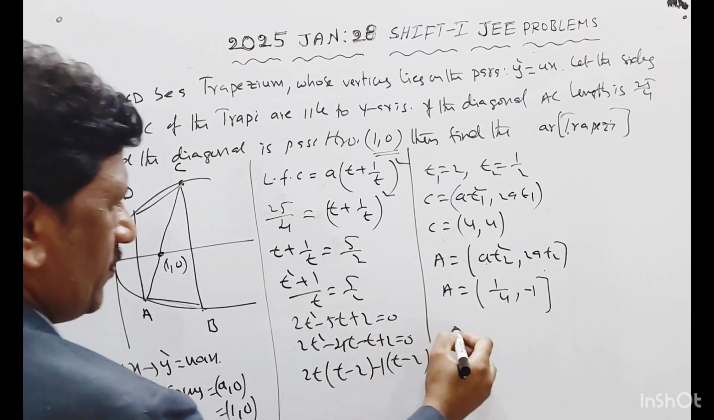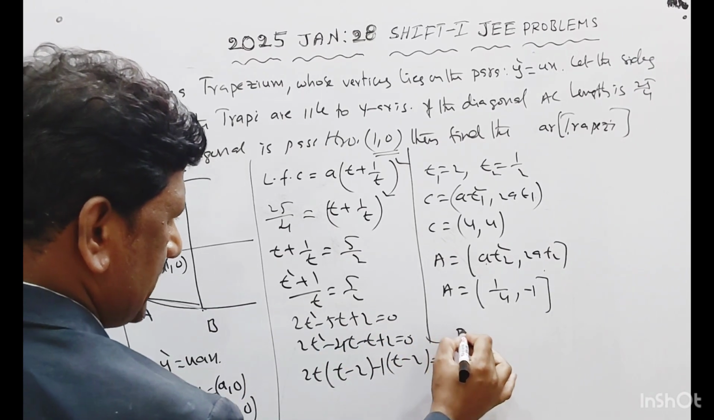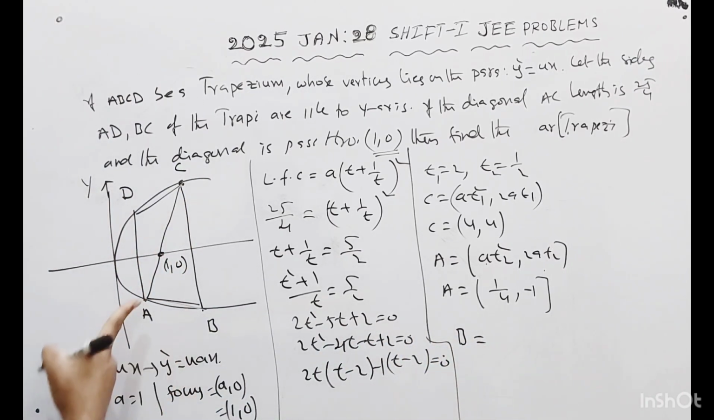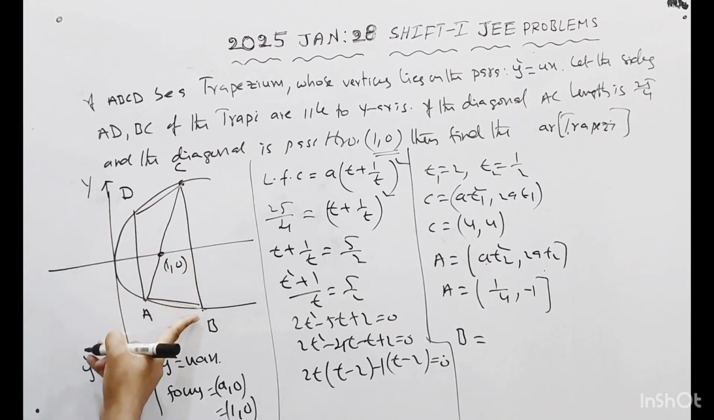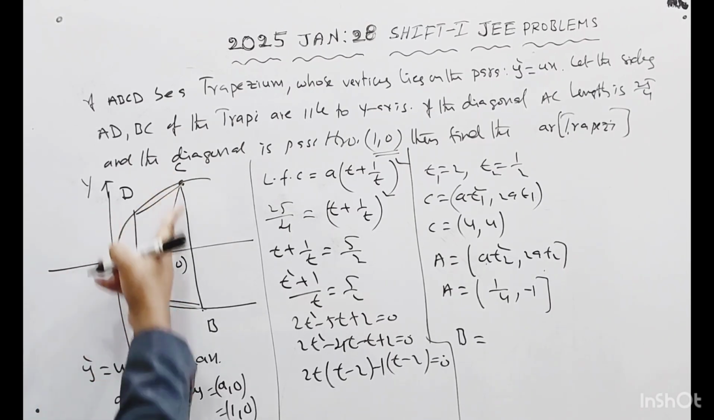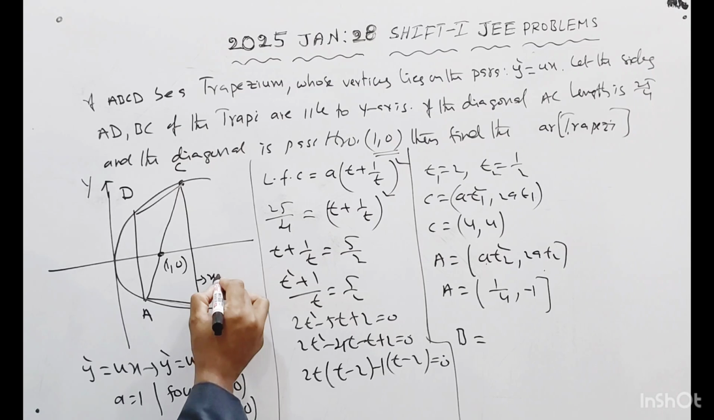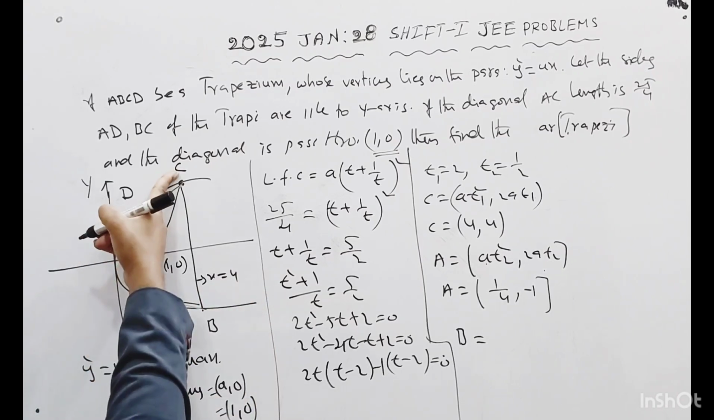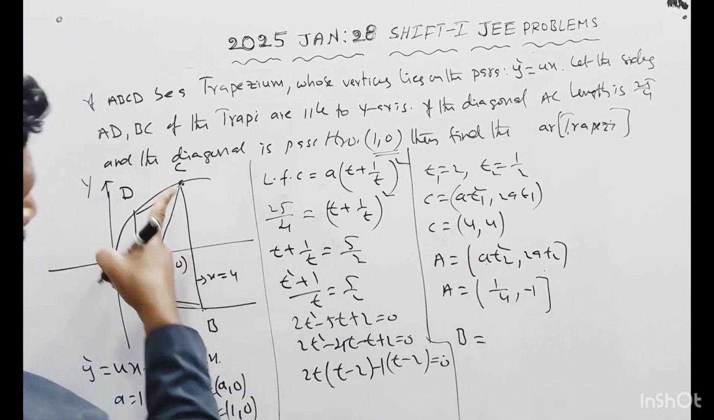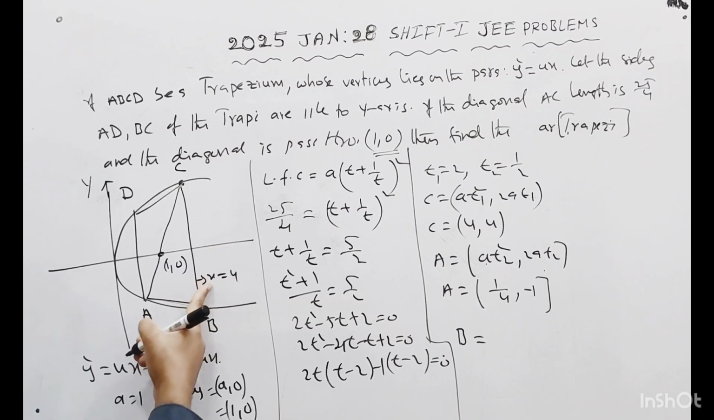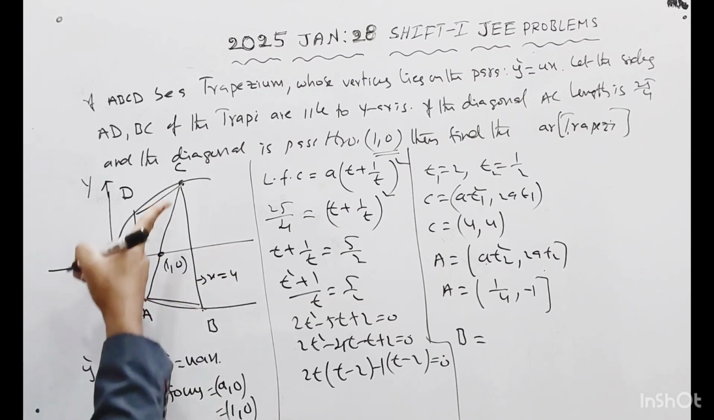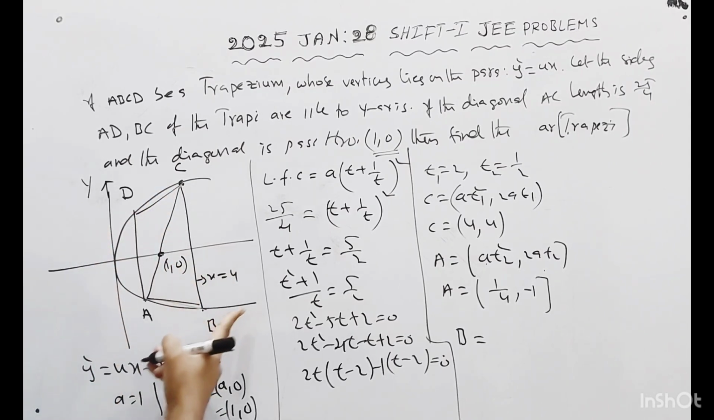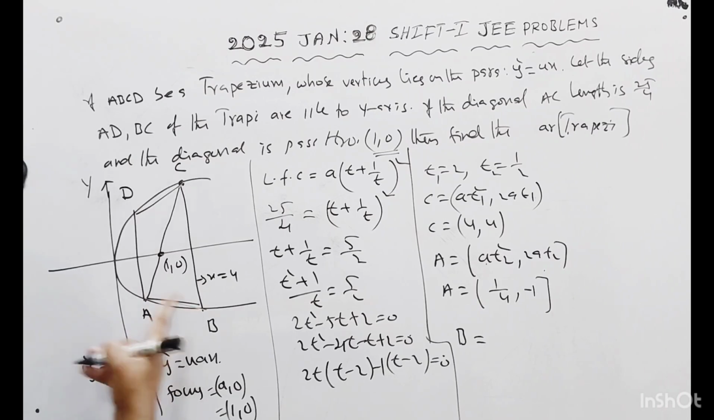Then how to find out the B point now? Look here. This is actually a vertical line, also called the BC side of the trapezium. So what is this line equation? This line equation is x is equal to 4, because point C is (4, 4). So this line equation is x is equal to 4, which is a vertical line. Then you solve this line equation and this curve, then you will get the point B.